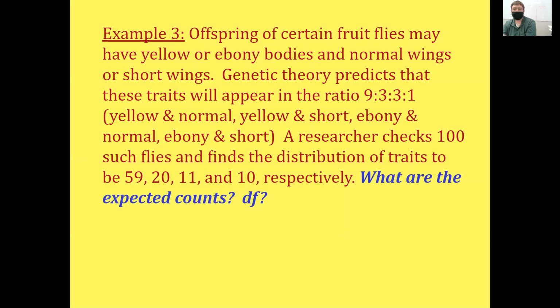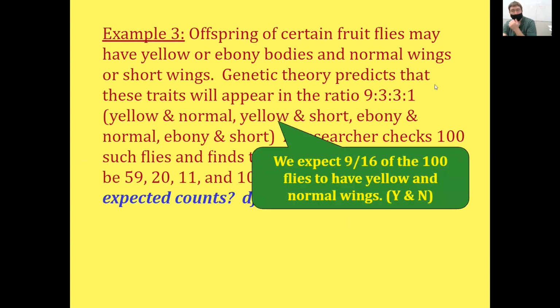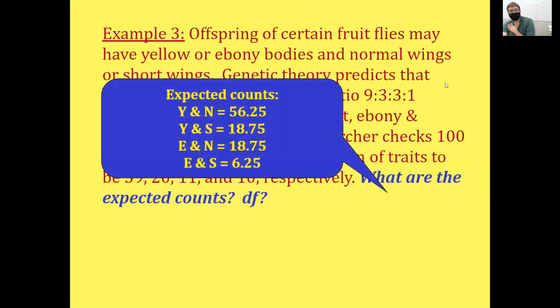There's a difference. So when we look at expected counts this time, I'm going to add up all the total parts I have here. So if I do 9, 3, 3, and 1, I come up with 16. So out of that group of 16, I expect 9 of them out of that 100, 9 out of 16, to be the yellow and normal. So now I just figure out what proportion of 100 is that. So basically I just multiply this fraction times this, and I'll get my expected value. So if you're confused, I'll show you on my calculator in just a second, because I know this is going back to algebra and not everybody's super excited about that. So here are all my expected values.